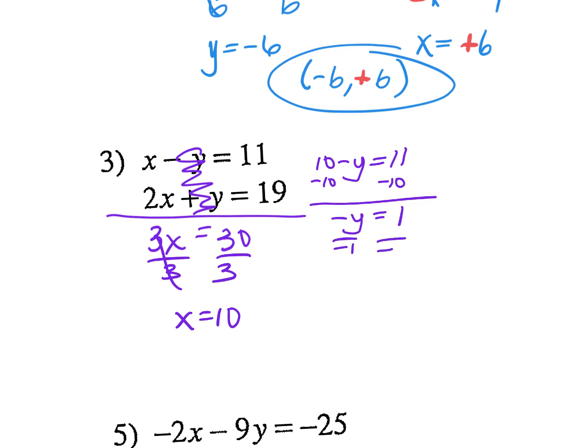Negative 1. Guys, again, there's an easy place to make a mistake there. Easy place to make a mistake. You don't remember to divide by the negative 1. You tell me y equals 1. That's not the correct answer. How would I write my ordered pair?